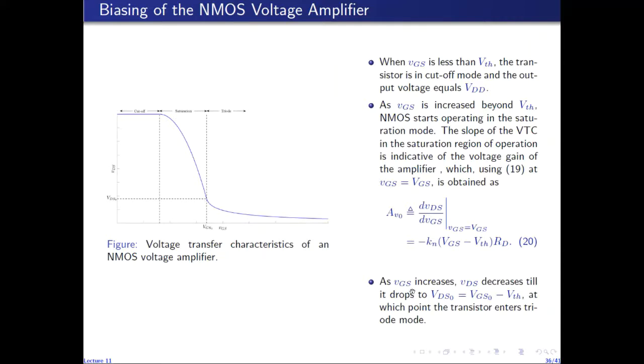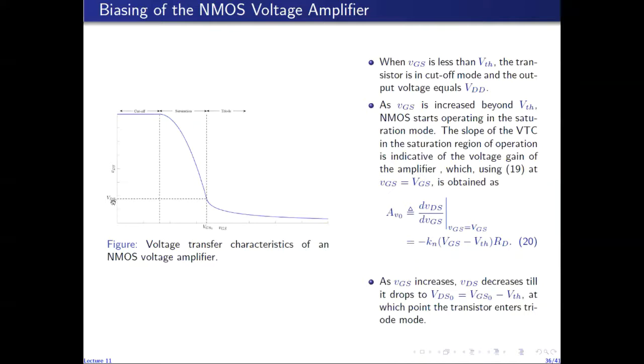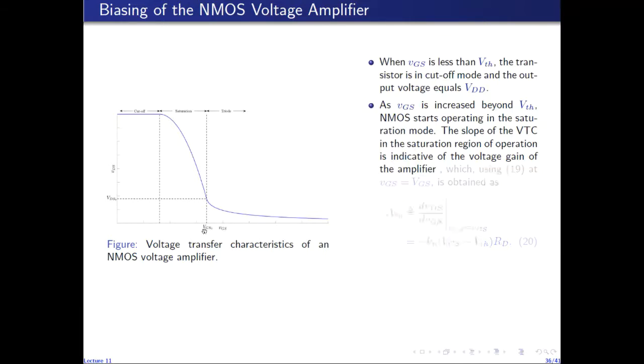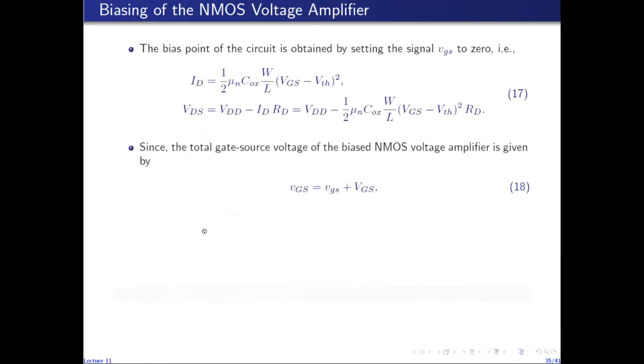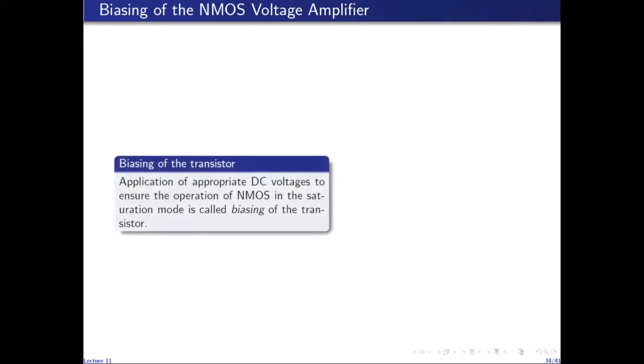As VGS is increased further, the drain voltage decreases and the device enters the triode mode. So why does VDS fall below capital VDS naught for an increase in VGS beyond capital VGS naught? We can answer this question by going back to the slide in which I showed the load line.